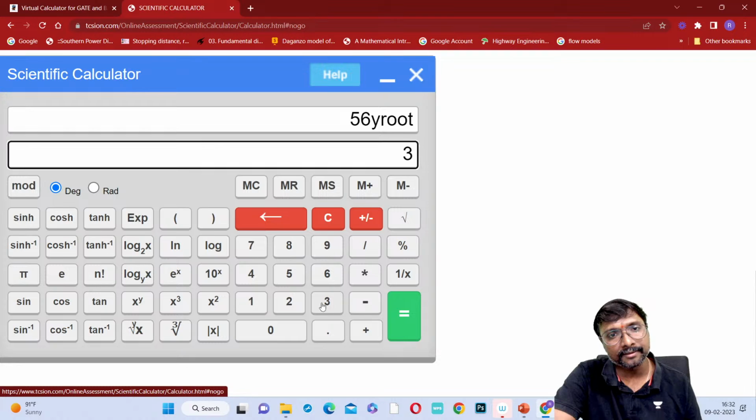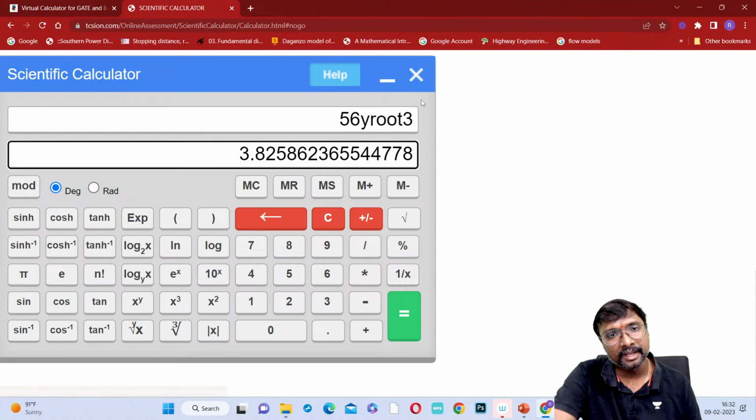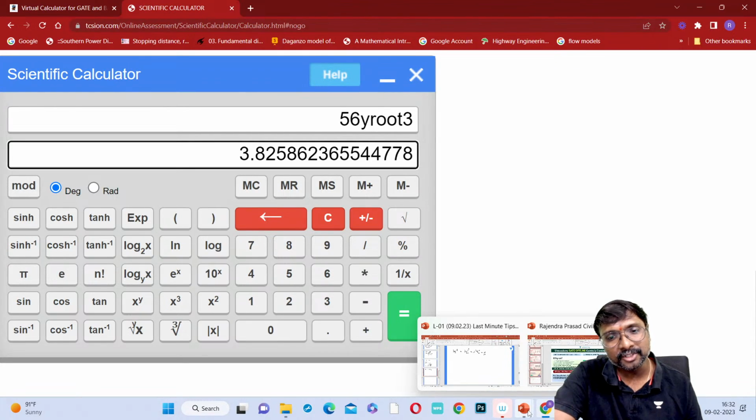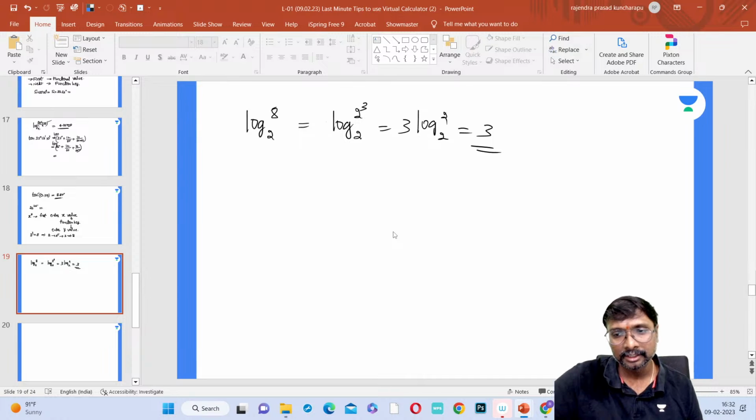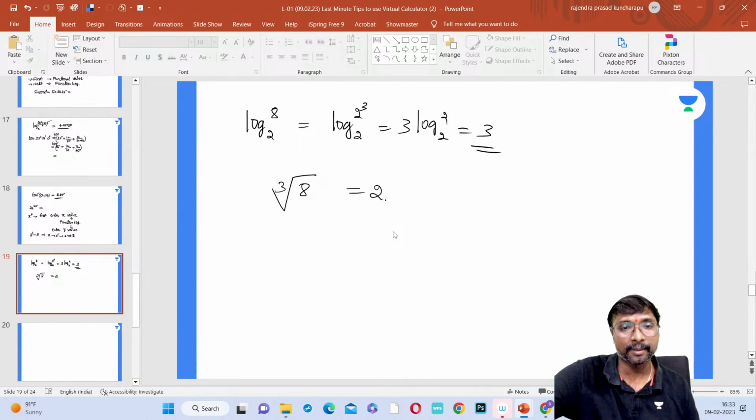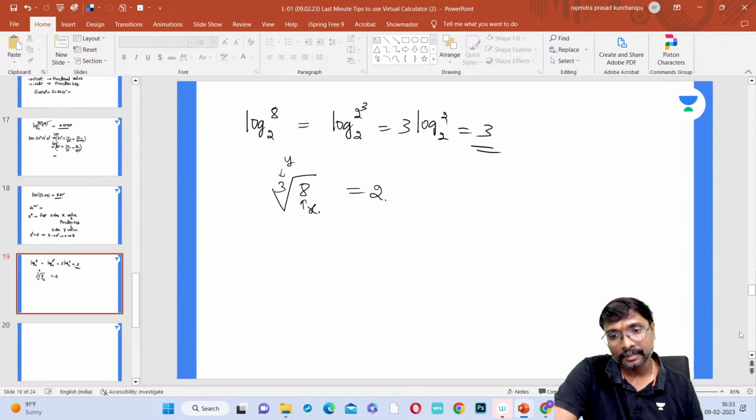So the cube root of this 56, if you just say root 3, that means the cube root of this 56. How much does it come to be? That's 3.8, we'll check with a known value. Let us say, just for an example, if we enter the cube root of 8, then 2 has to come. So y root of x, this is your y and this is your x, and we will check whether it satisfies.